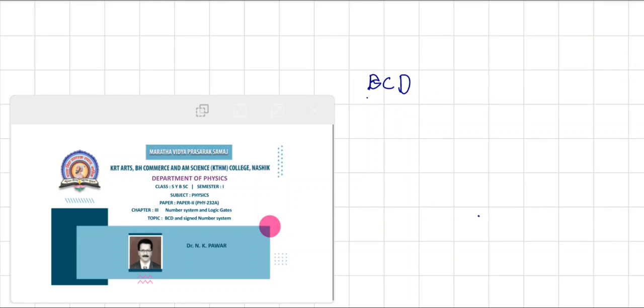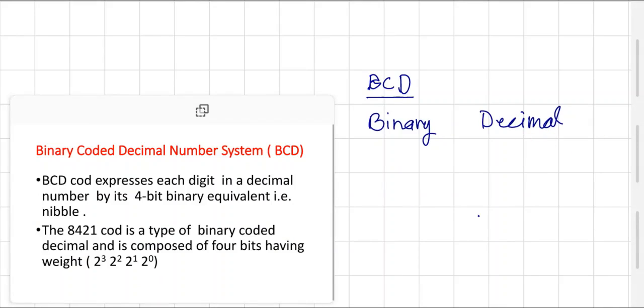So this is a binary coded decimal system. So we know that binary number and it is a coded decimal system. So here we need to think about two words, one is binary and another one is decimal. So we already know that BCD code expresses each digit in a decimal number by its 4-bit equivalent, that is nibble.